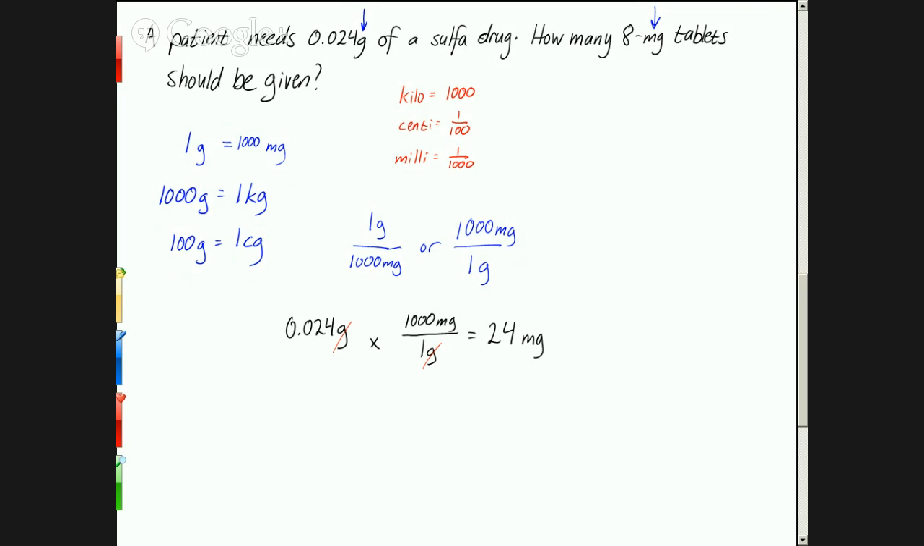Now we have a little bit easier of a problem on our hands, because how many 8 milligram tablets add up to 24 milligrams? 3, right? 8 times 3 is 24. 8 plus 8 plus 8, 24. So this is going to be 3 tablets. But that wasn't so clear until we were able to do that conversion.